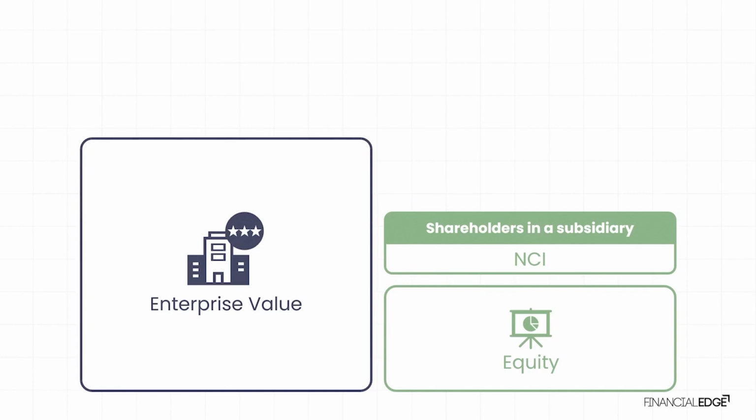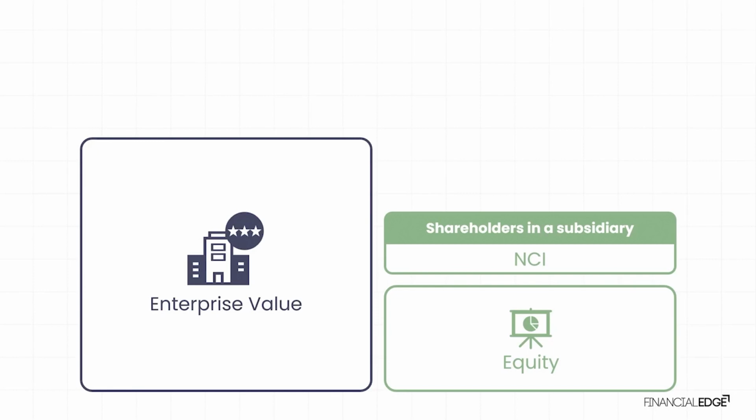This group of shareholders are shareholders in a subsidiary of this business. If we think this business is a holding company, then a subsidiary sits underneath that. If the NCI shareholders are not being captured in the equity value, but they are providing a source of finance, then they need their own box on this right-hand side.